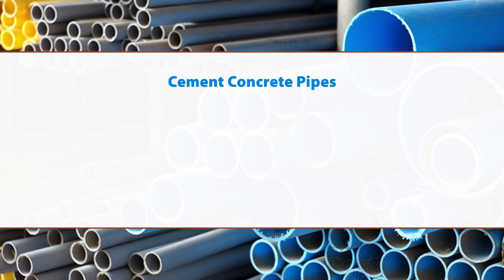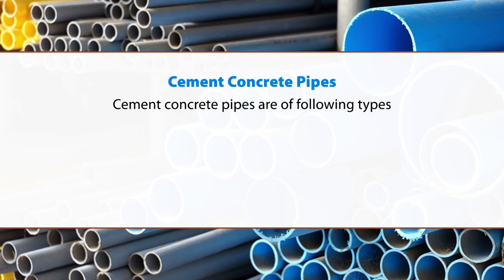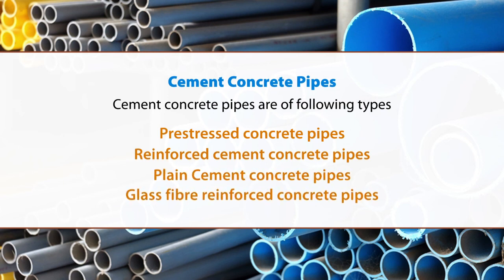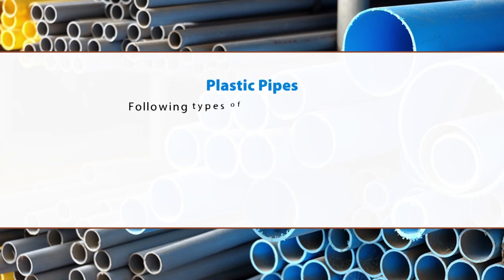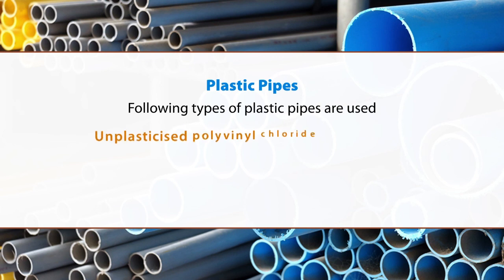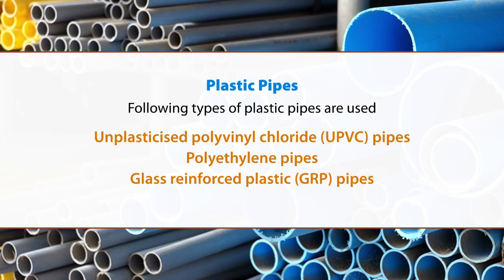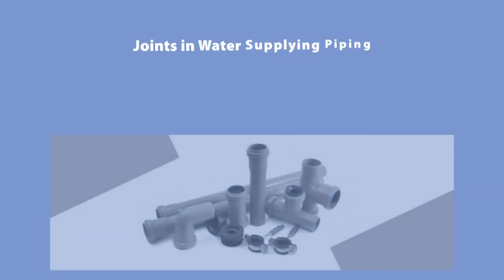Cement concrete pipes. Cement concrete pipes are of the following types: pre-stressed concrete pipes, reinforced cement concrete pipes, plain cement concrete pipes, glass fiber reinforced concrete pipes. Plastic pipes. The following types of plastic pipes are used: unplasticized polyvinyl chloride (UPVC) pipes, polyethylene pipes, glass reinforced plastic (GRP) pipes.